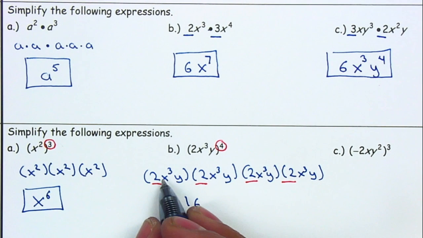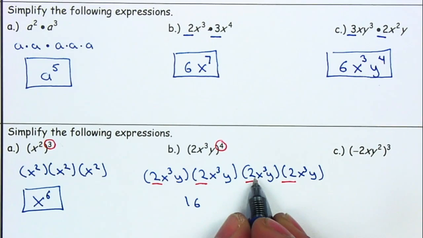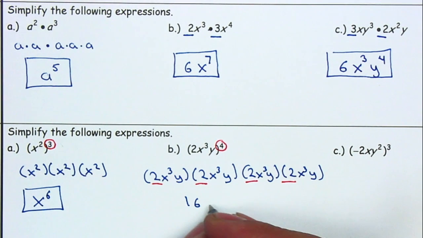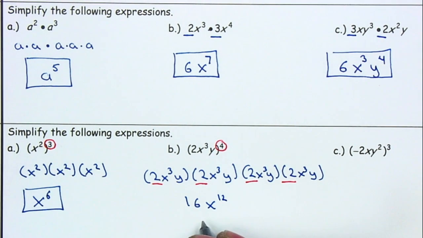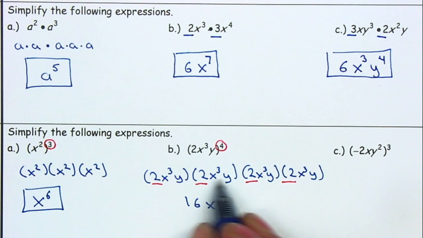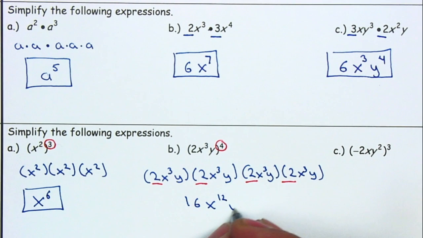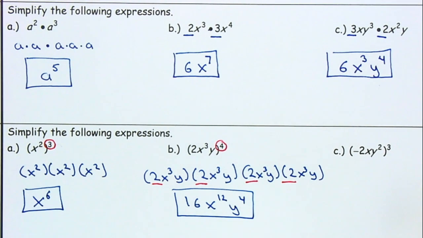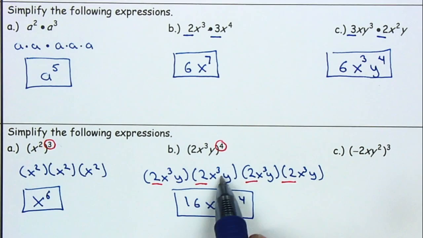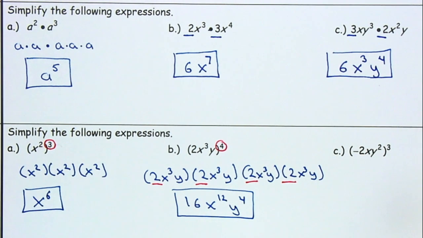How many x's do I have? 3, 6, 9, 12. So x to the 12. How many y's do I have? 1, 2, 3, 4. Remember that you do not add them, we're just counting them. And you must rewrite it 4 times. Otherwise, you will not be getting credit for the homework.